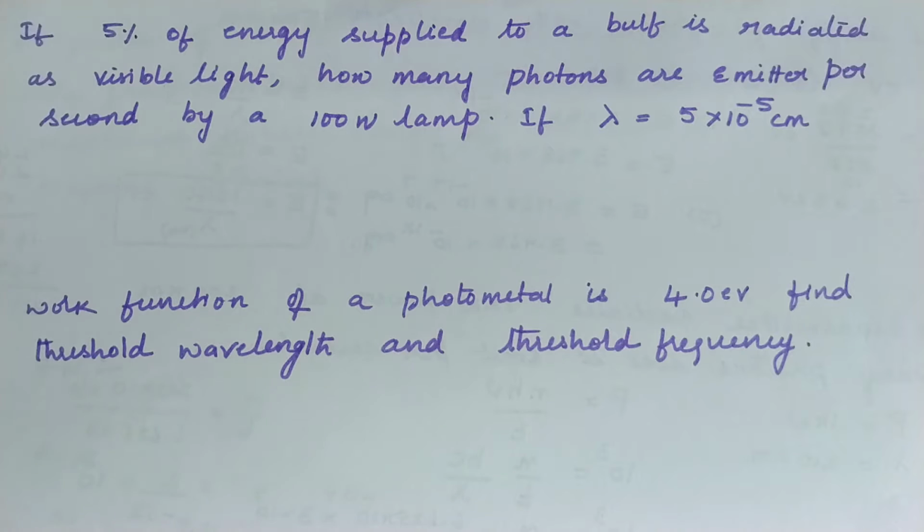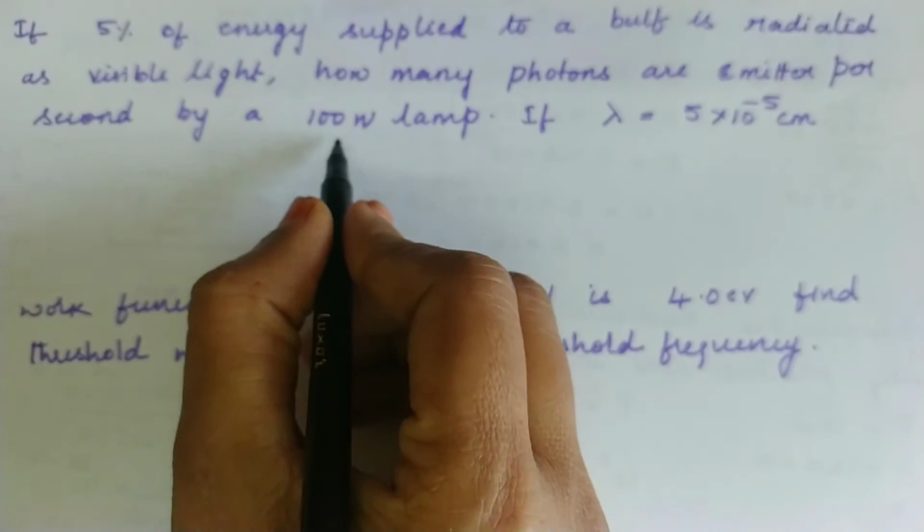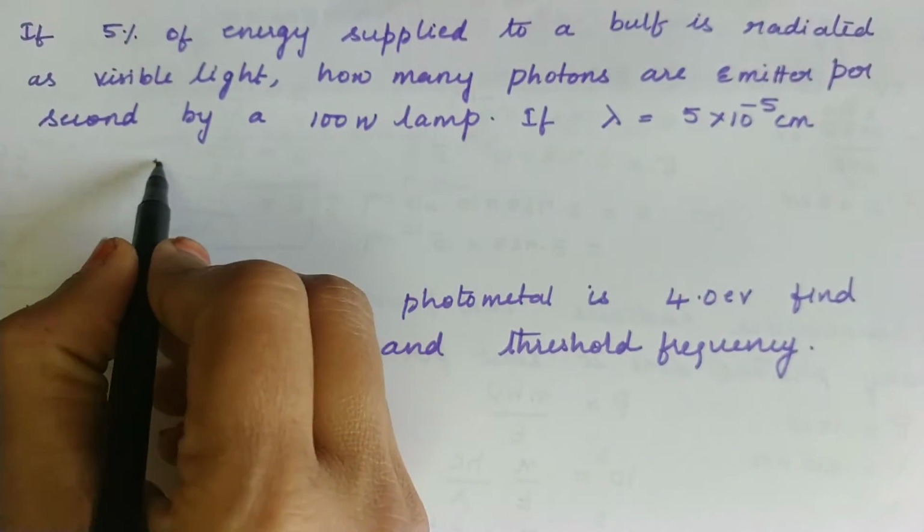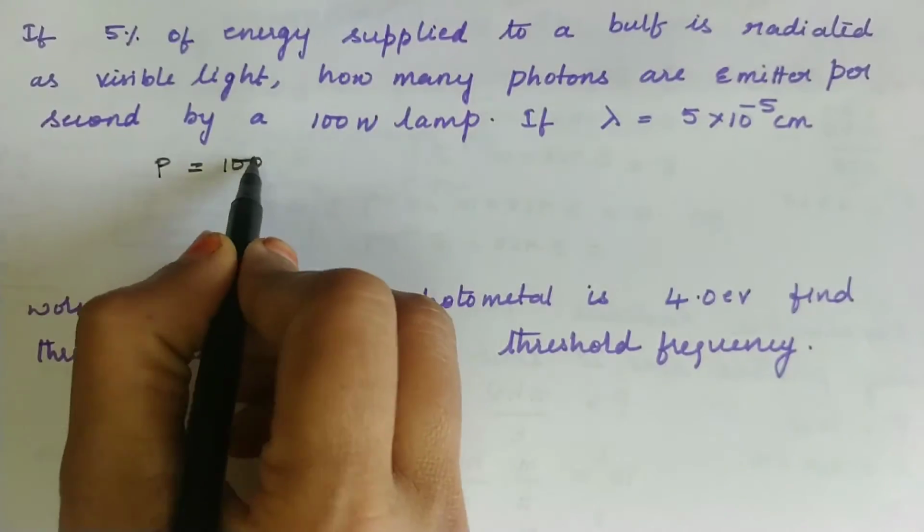Look at one more question. This is also related to the photon theory. If 5% of energy supplied to the bulb is radiated as visible light, how many photons are emitted per second by a 100-watt lamp? They have given you the power of the lamp as 100 watt.